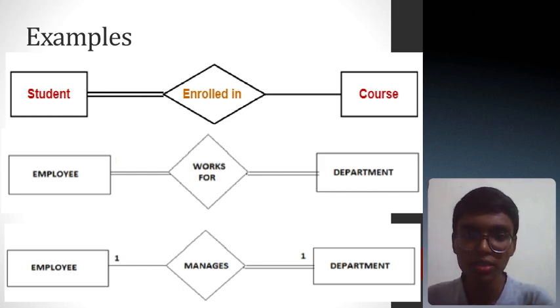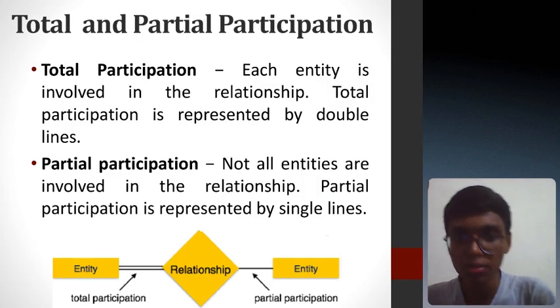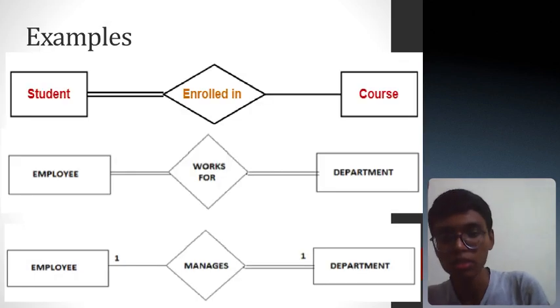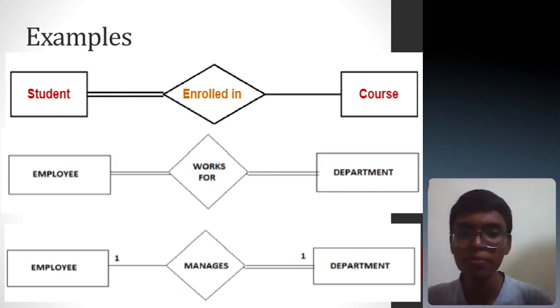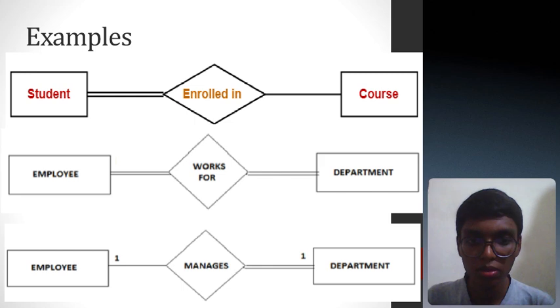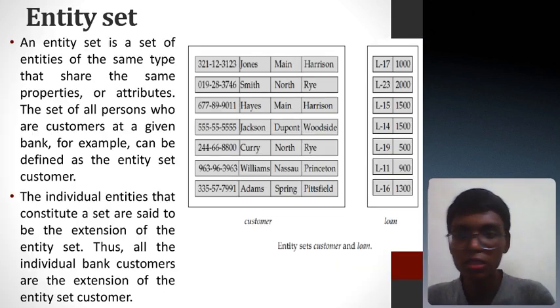So for example, students enroll in course. The double line shows the total participation of the student, and with the course it shows partial participation, as we have seen in the earlier slide. Employees work for department: employees show total participation and department also shows total participation. Employees manage department: employee shows partial participation and department shows total participation.